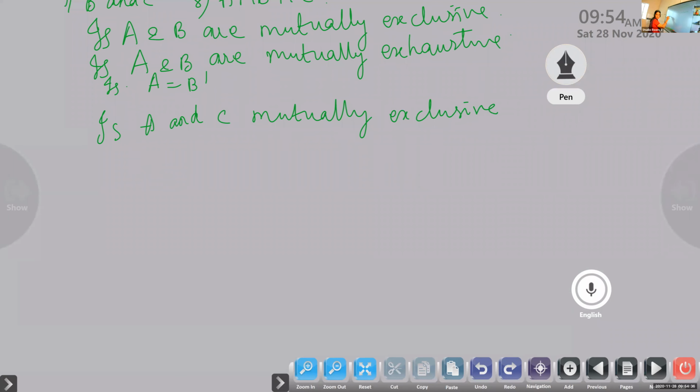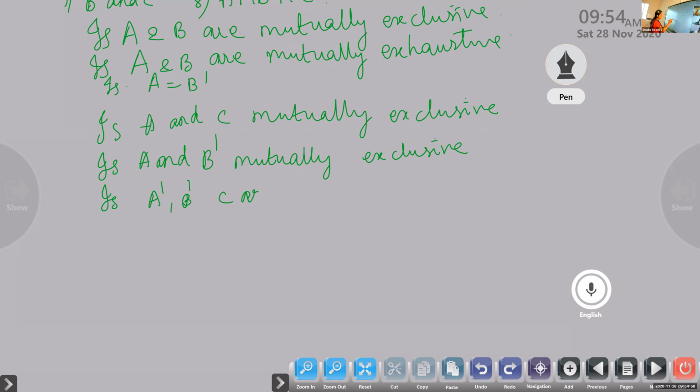Are A and B dash mutually exclusive? Are A dash, B dash, C mutually exclusive and exhaustive?